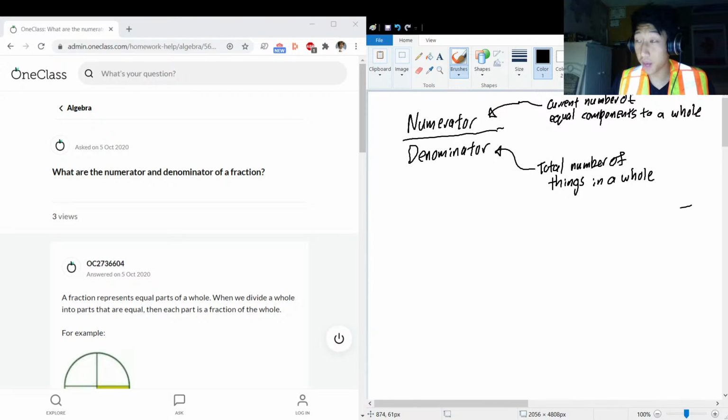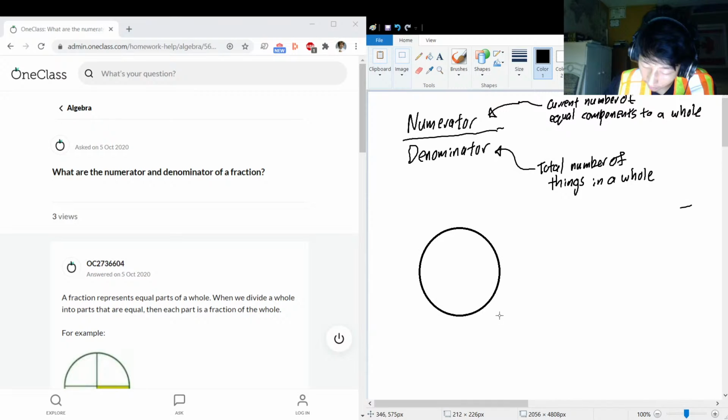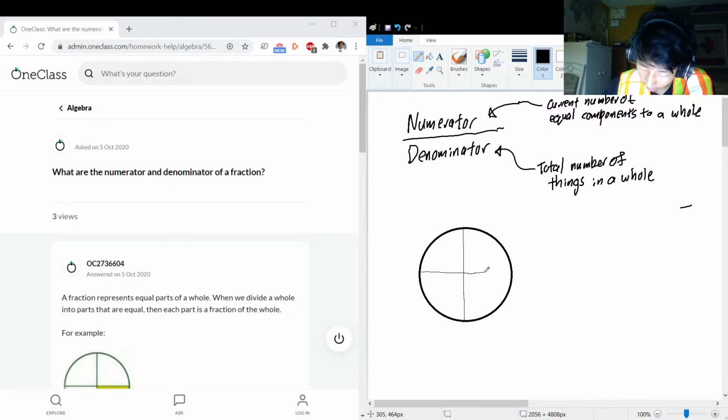Okay, let's say we got a pizza party and we got a circular pizza that looks like this. Here's our circular pizza, and maybe we want to cut it down like this. Okay, now let's say we're having this pizza party. There are 4 slices in total. So total number of things in this whole pizza, there's 4. So 4 in this case, in this pizza party.